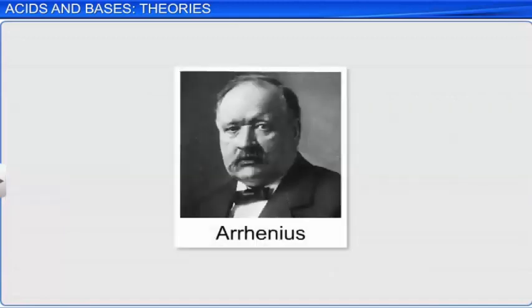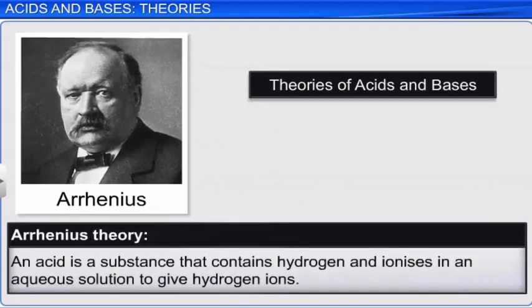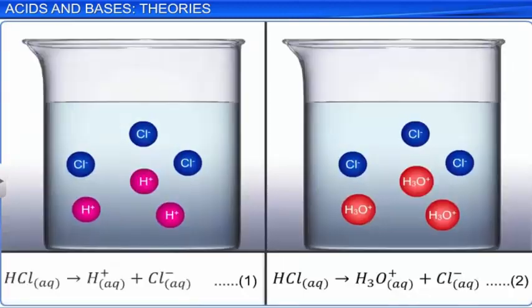Arrhenius gave the first real classification of the chemical nature of acids and bases, which is popularly known as Arrhenius theory. According to his theory, an acid is a substance that contains hydrogen and ionizes in an aqueous solution to give hydrogen ions. For example, HCl contains hydrogen and ionizes in water to H+ and Cl- ions. The ionization of hydrochloric acid in an aqueous solution can be represented in the form of equation 1 or equation 2 as shown here.